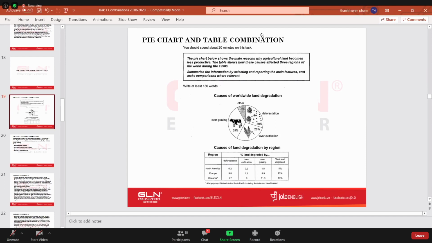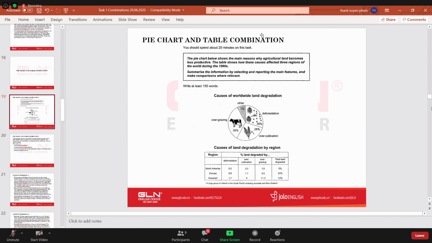And the table's a bit more complicated. We have 3 regions of the world: North America, Europe, and Oceania. So Oceania is basically Australia and New Zealand. And we have 4 categories: deforestation, overcultivation, overgrazing, and total land degraded. So there we have 12 pieces of information in comparison with only 4 for the pie chart.